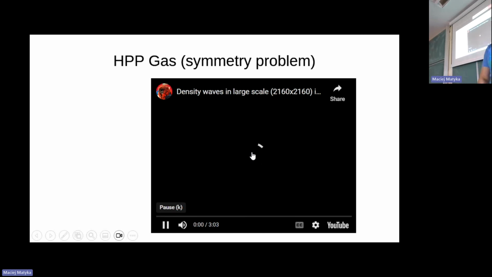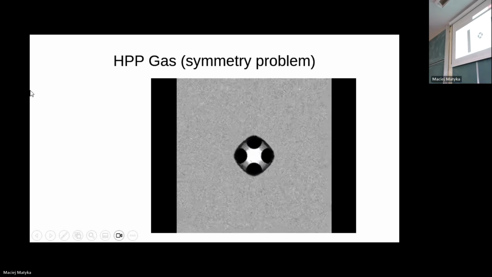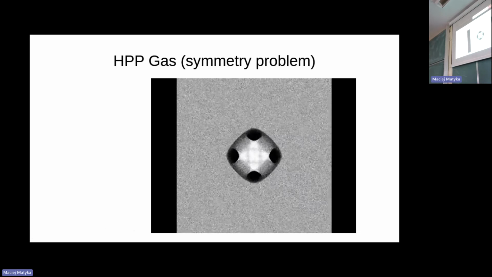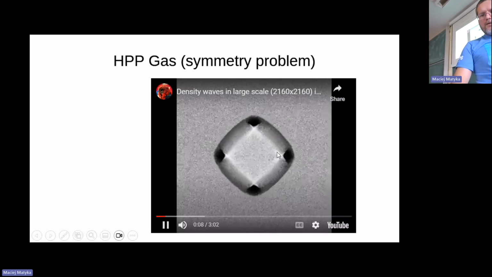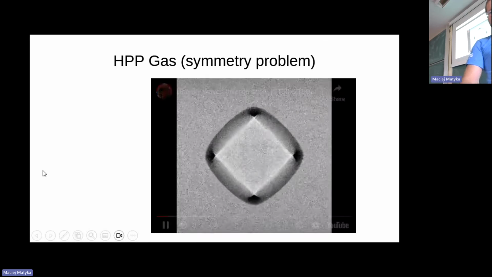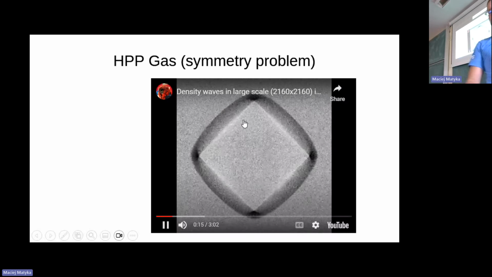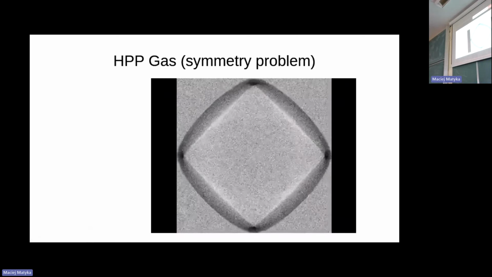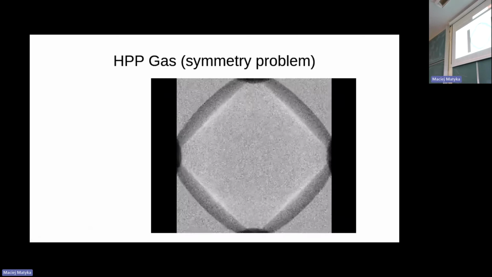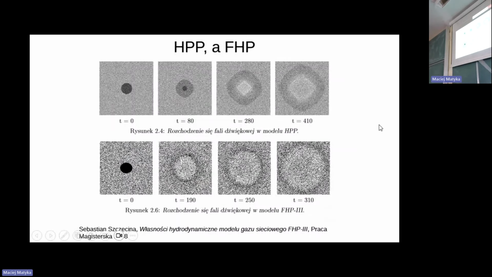Okay, there is the density wave in the FHP model. Okay, this is HPP gas. You see the symmetry problem. I even calculated this using a very large system. It was 2000, so it's like 4K with many particles. This is HPP. You see what happens? This is non-symmetric. Now, do I have the same for FHP? Yeah, I have a comparison. There is an HPP and FHP.